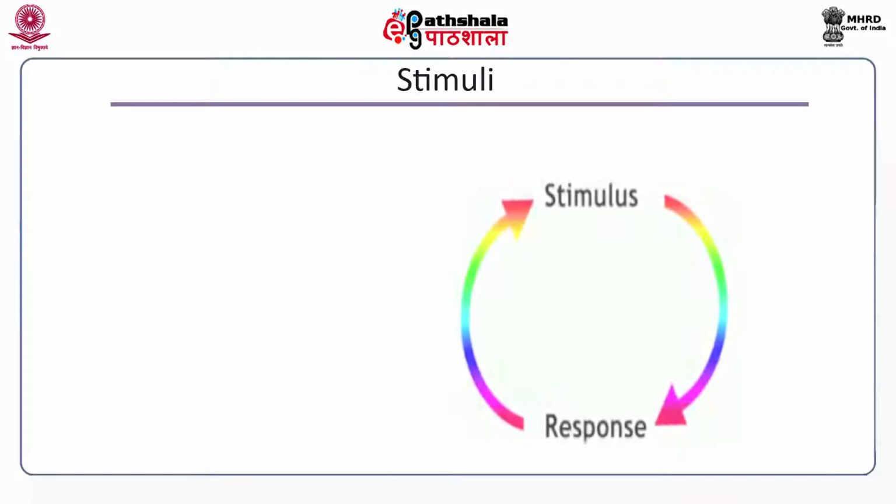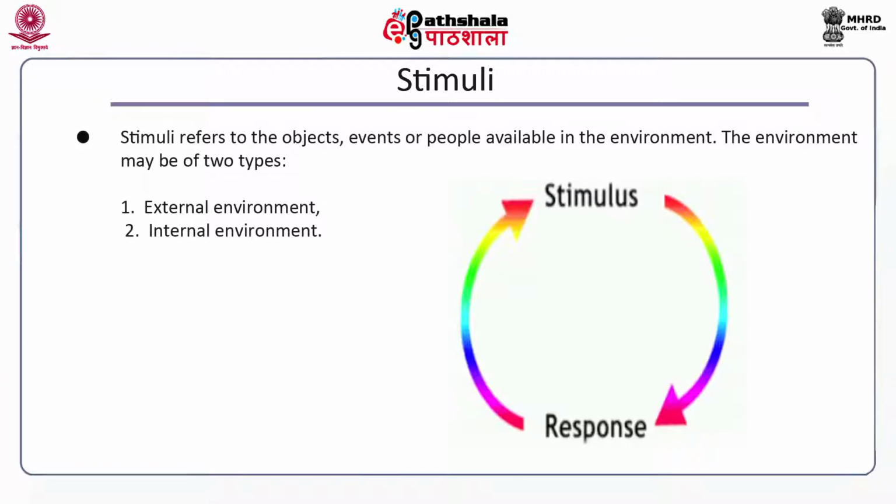Now we need to understand what the term stimuli means. Stimuli is also included in the perception process. It plays a vital role in it. It enables an individual to select the related things in the environment according to one's interest. There are many objects, events and people in everybody's environment which actually are known as stimuli. In other words, it refers to the objects, events or people available in the environment. The environment may be of two types: external environment and internal environment.